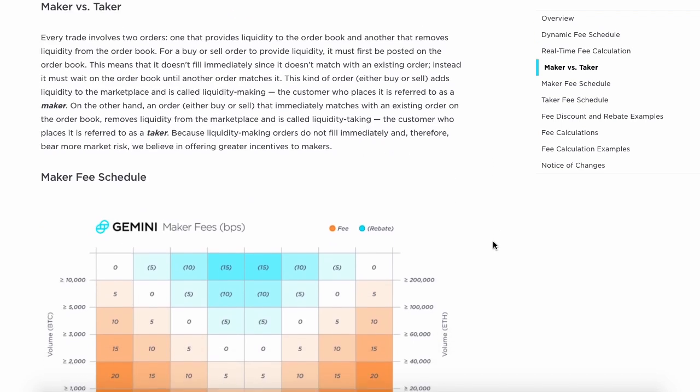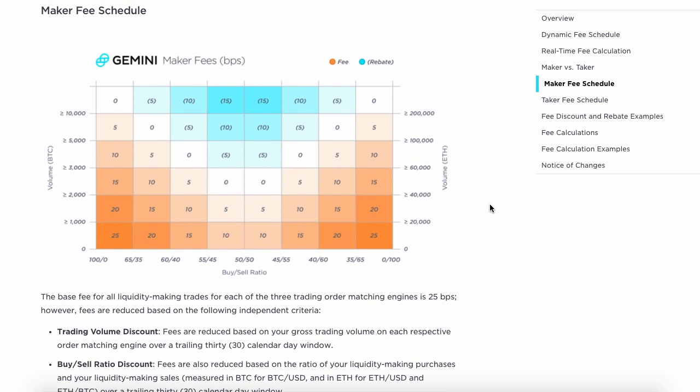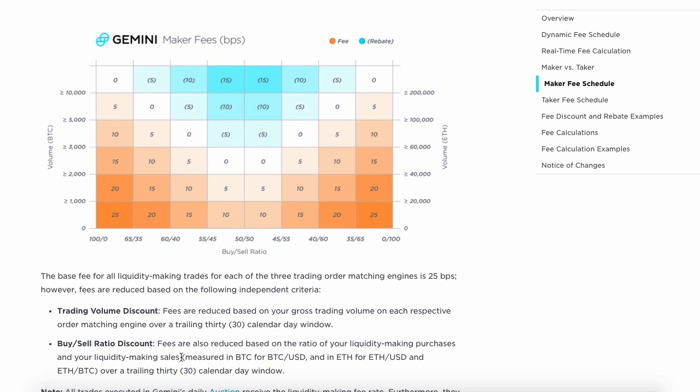Now let's talk about the fee schedule and how best you can take advantage of these fees. So, like you know, the Gemini exchange fee schedule has to do with your trading volume and your buy-sell ratio. When I first read this, I completely understood trading volume. That made sense. I didn't really understand what buy-sell ratio meant until I did a lot more research. And I hope that by today you can understand exactly what this means and how Gemini treats different traders.